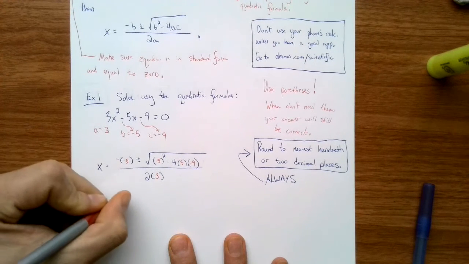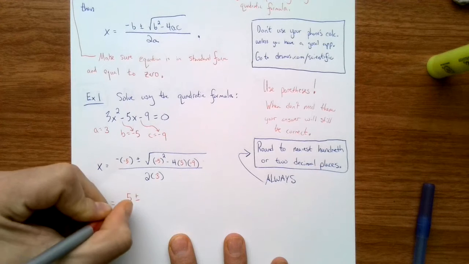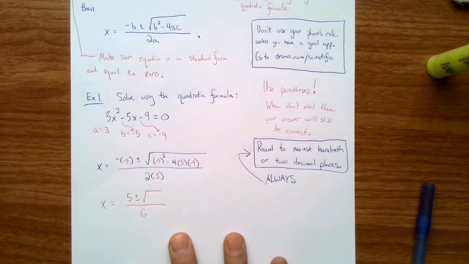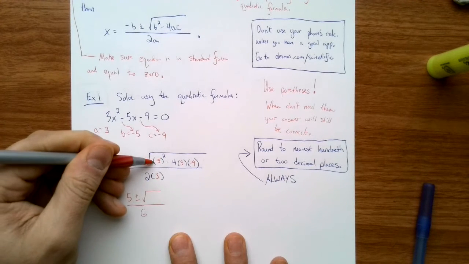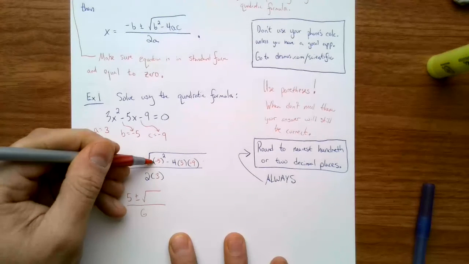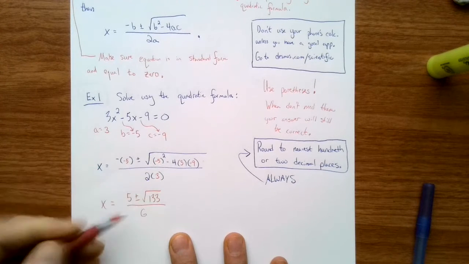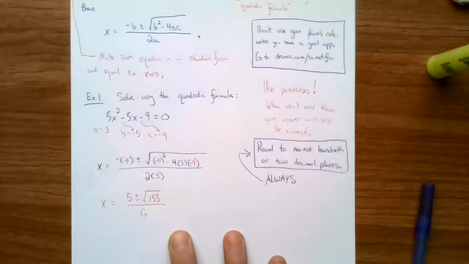So the opposite of -5 is +5. 2 times 3 is 6. And if you type this information directly into Desmos, you're going to get 133. Note, I did not take the square root, okay?